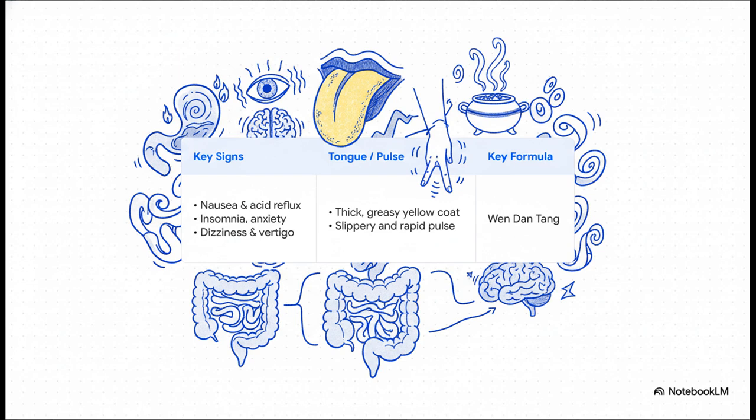The tongue will have a thick, greasy yellow coat, and your pulse is going to be slippery and rapid. The formula to clear this out is Wendan Tong.